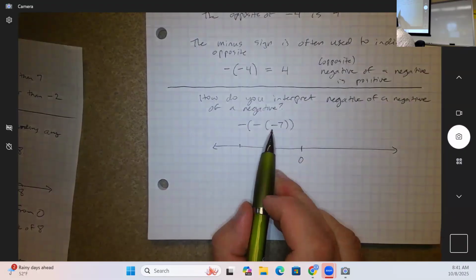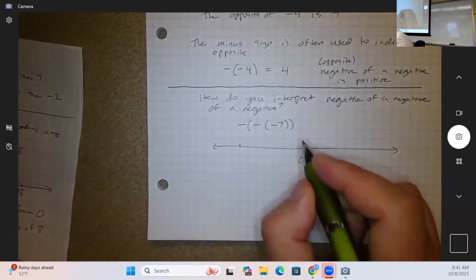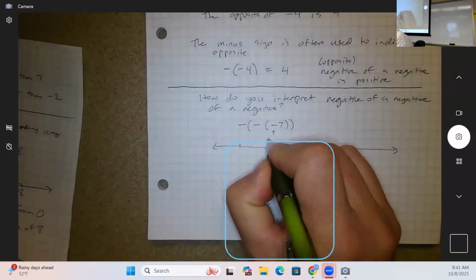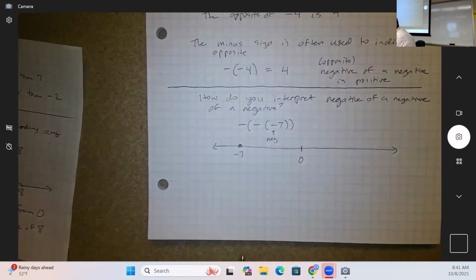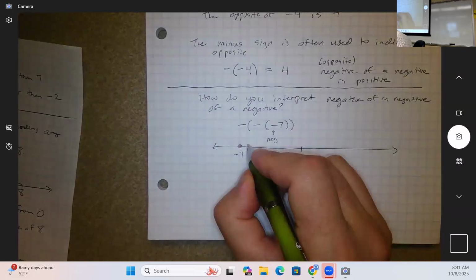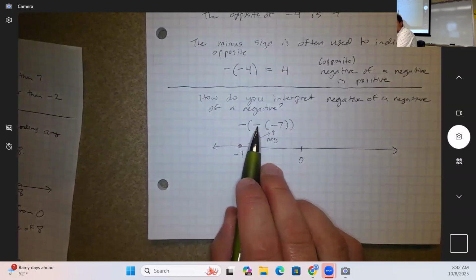What's my innermost number? -7, right? The minus sign just means negative. So I'm starting here at -7. Then I have the middle one of the three minuses. What does that do to the -7? It makes it positive. So this is telling me to take the opposite.